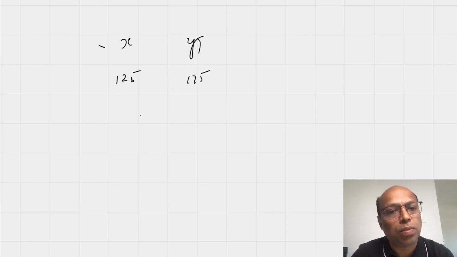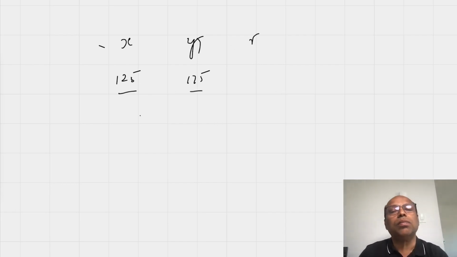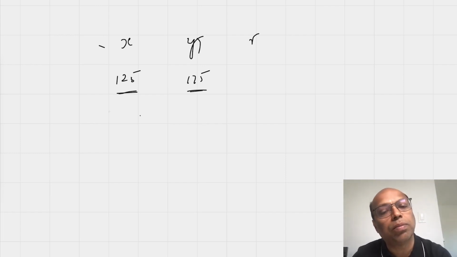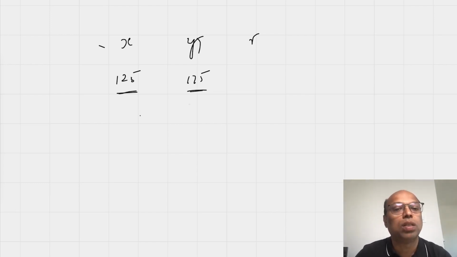So what does the algorithm say? First, find the remainder. Divide the first number by the second number and find the remainder. What is the first number? 125. What is the second number? 175. If I divide 125 by 175, the quotient is 0. If the quotient is 0, my x becomes the remainder. Remember.